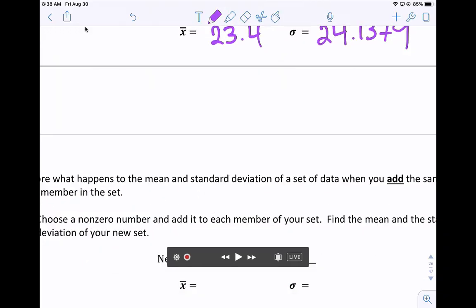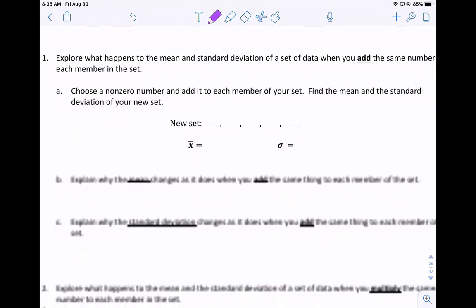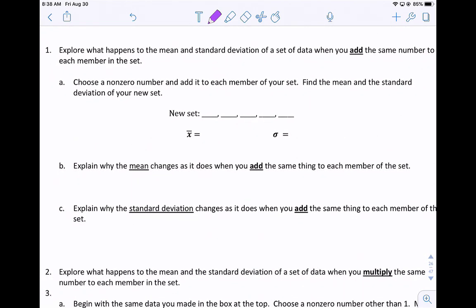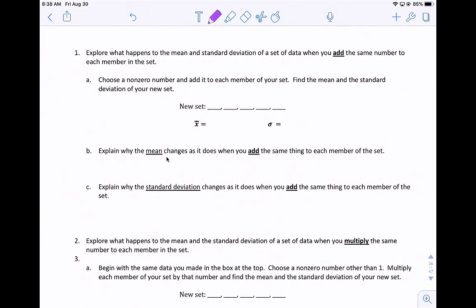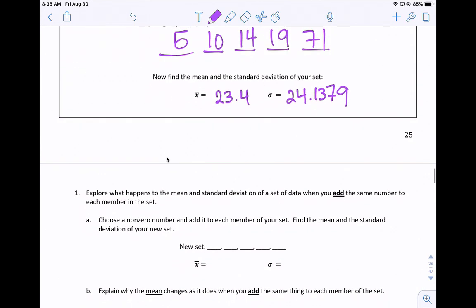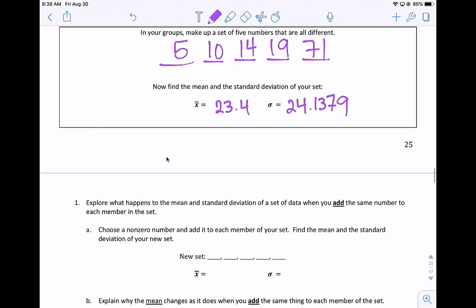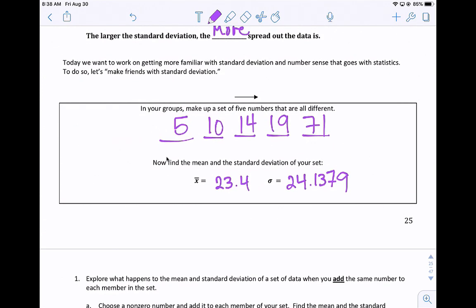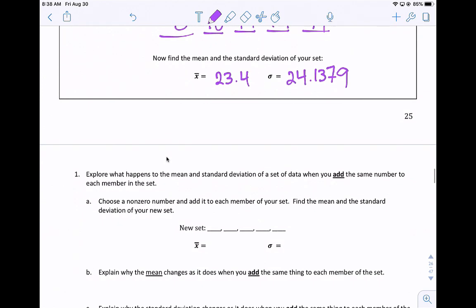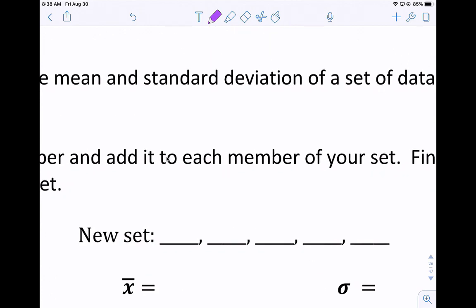Okay, so now on the next page, let's explore what happens to the average and the standard deviation when you add the same number to each member in the set. So I'm going to add any number except 0. I'll add 2. So I'm going to take these numbers and add 2 to each of them. So 5 plus 2 is 7. 10 plus 2 is 12. 14 plus 2 is 16. 19 plus 2 is 21. And 71 plus 2 is 73.